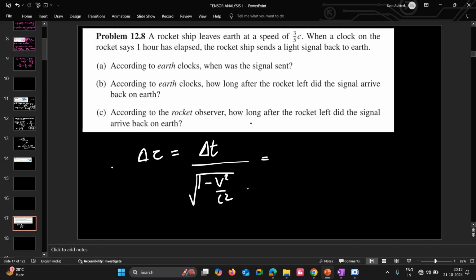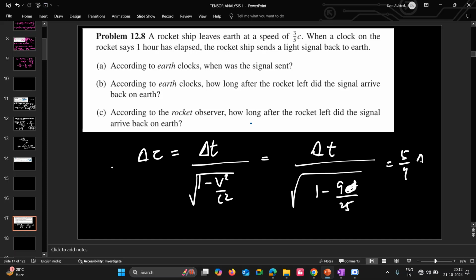Let's first calculate this gamma. Gamma will be what? 1 minus 9c² by 25c²; c² will cancel out. So 9 by 25, 16 by 25, the root is 4 by 5. So 5 by 4 Δt. Yeah, 5 by 4 Δt.